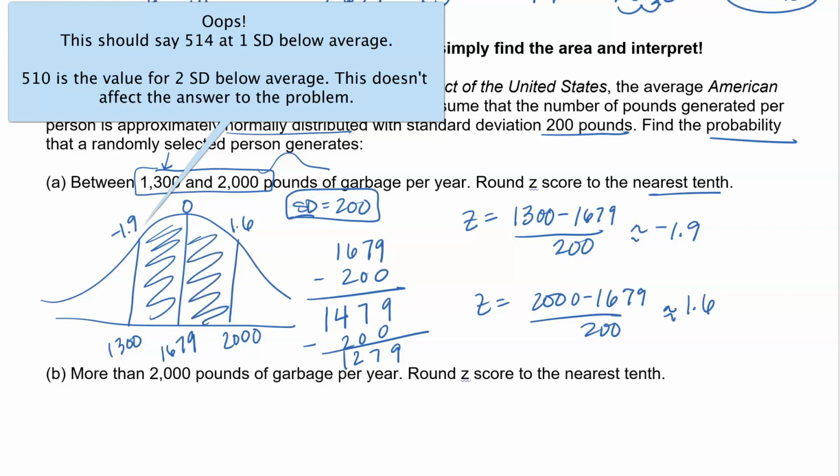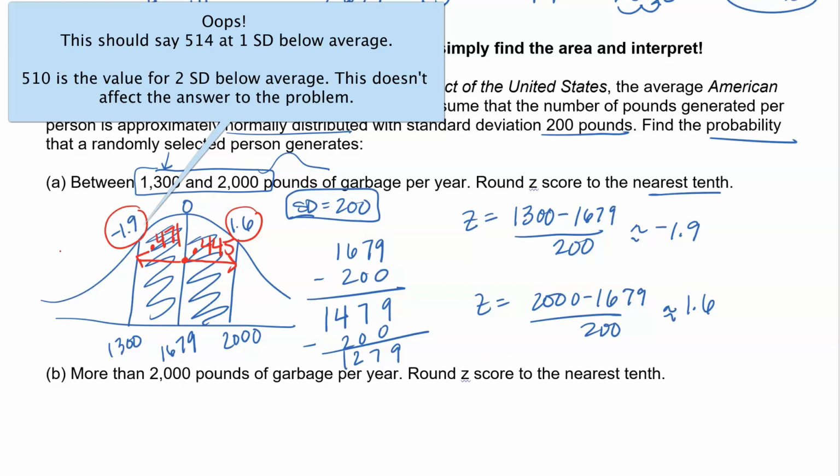So at this point, what we're going to do is look up on our table. We're going to look up 1.6 on our table, which is this value, and that gives us an area of 0.445. And then we're going to look up 1.9 on the table, and that gives us an area of 0.471. We want to know the probability between that range, so all of those shaded regions. So I'm going to add them together.